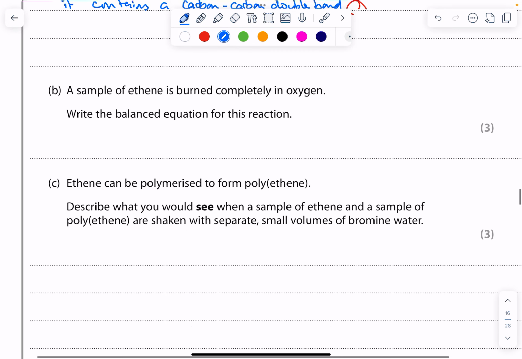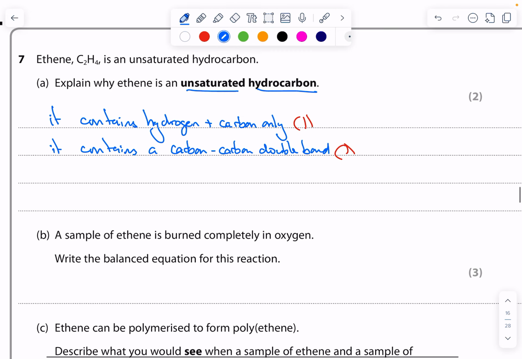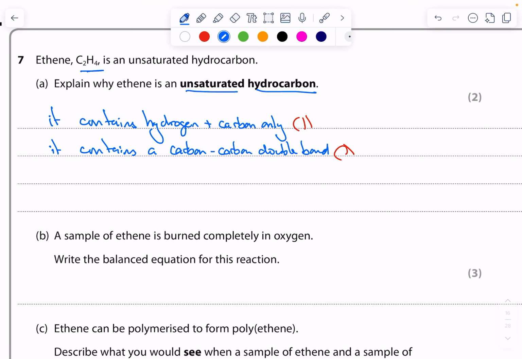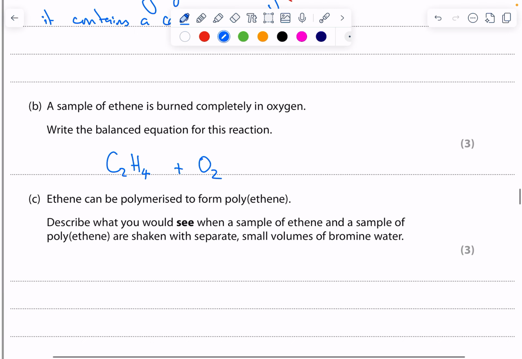Ethene is burnt completely in oxygen. Write a balanced equation for this reaction. So ethene, let's just check up here. They've given us the formula here in case you're unsure. So let's put that in. So it's C2H4. Remember, it's been burnt in oxygen. Oxygen is O2. Don't forget it's diatomic. And whenever you burn a hydrocarbon, you always make carbon dioxide and you make water.